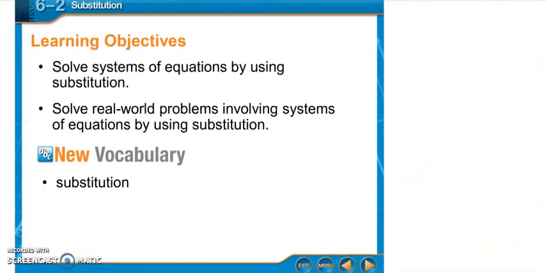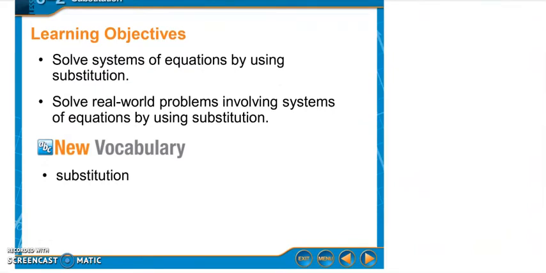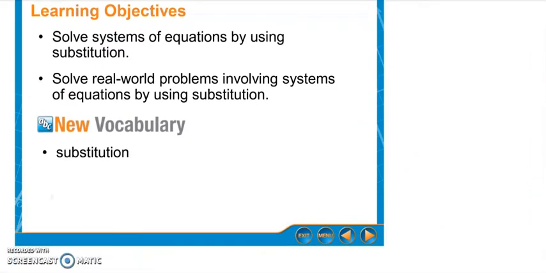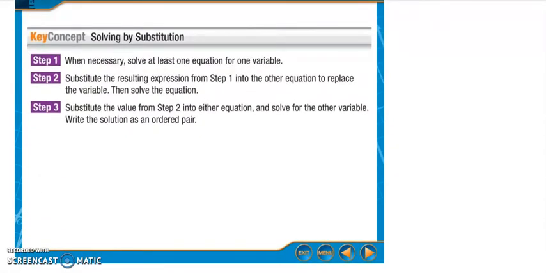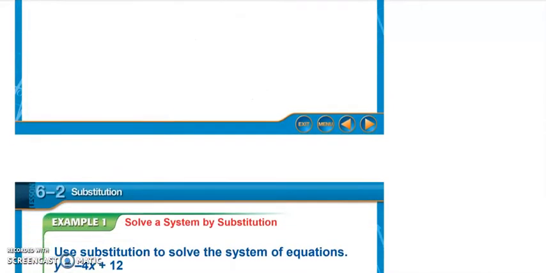So here we go. Today we're learning to solve systems of equations by substitution, and then we're also going to do word problems. There are 3 steps. First, you're given 2 equations. You solve one equation for one variable, like x equals or y equals. Step 2 is you substitute the resulting expression from step 1 into the other equation and solve. The third thing is that you plug whatever you find into the other equation and then find the ordered pair.